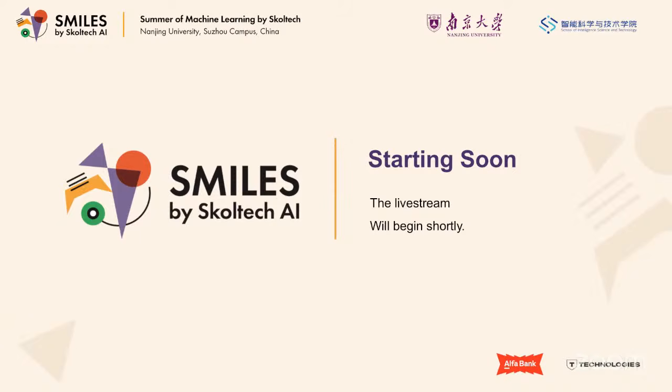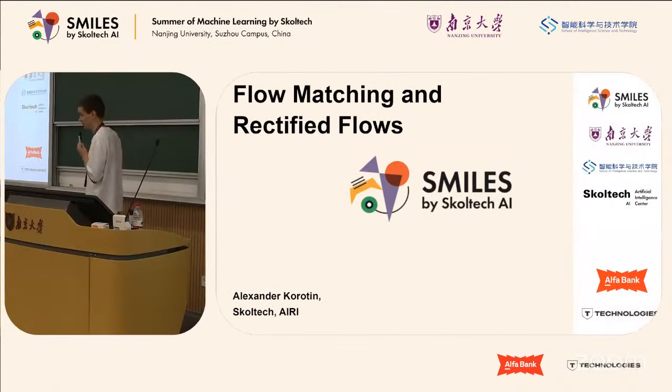My name is Alexander Korotin. I'm an associate professor at Caltech and research scientist at IRI. And at this school, I will be giving two lectures related to modern generative models, modern generative AI. So today we have the first lecture, which I would say is much simpler than the second one.